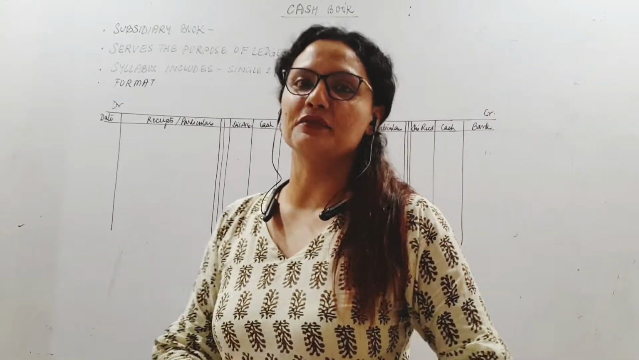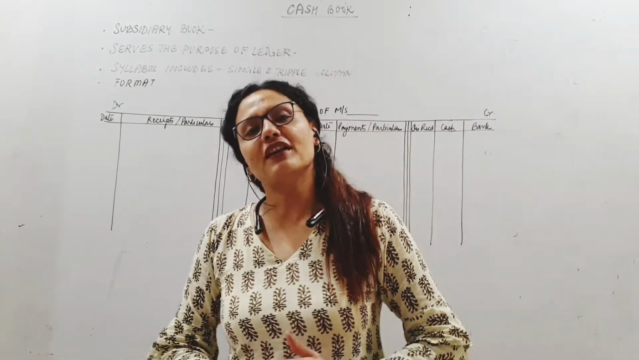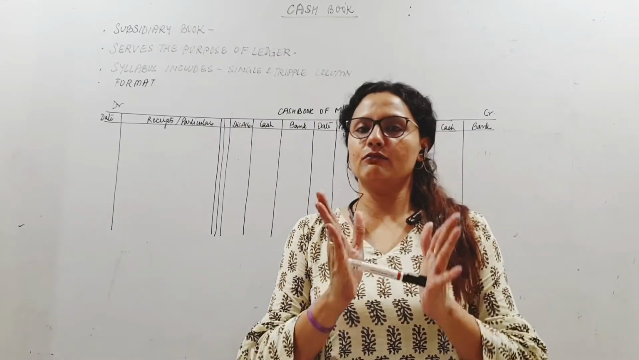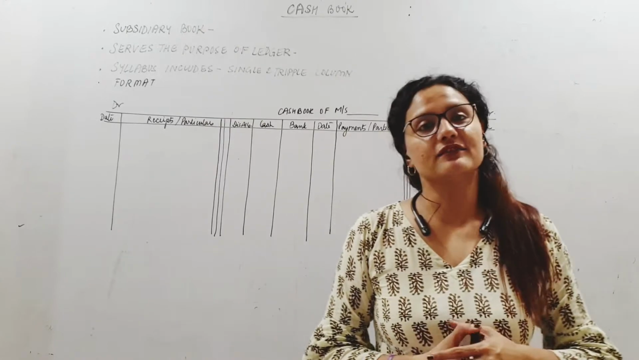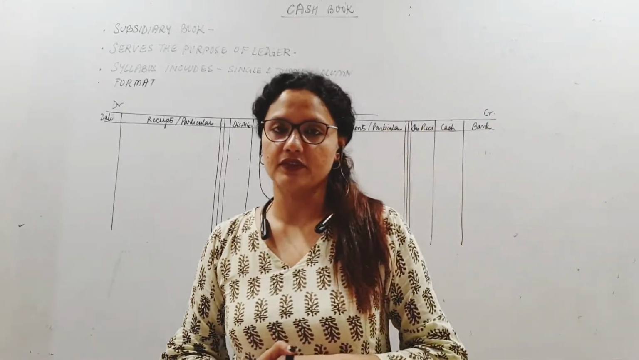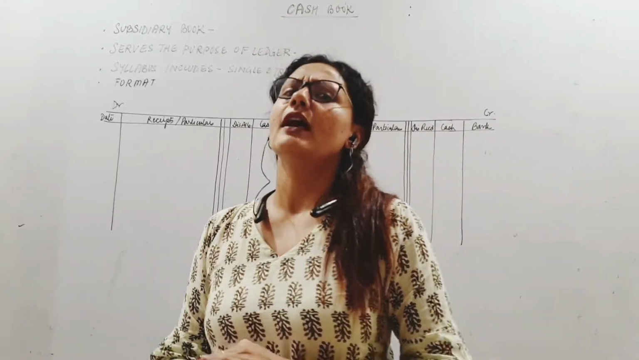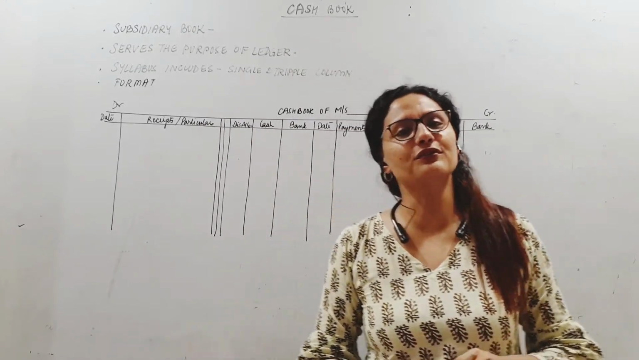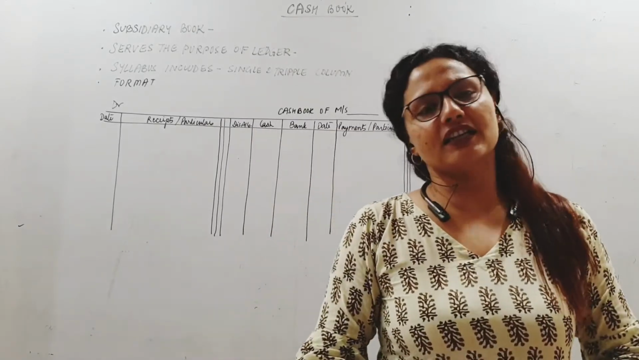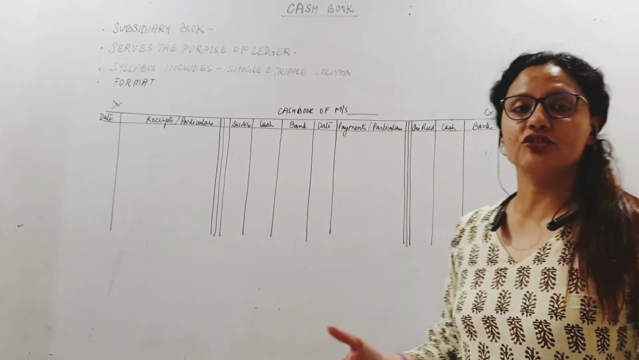Accounts is easy. Today we are going to start a brand new chapter. All this while we have already covered journal and ledger, the subsidiaries of journal also, out of which one was left, and that is what we are going to do today. So here we are starting with cash book.